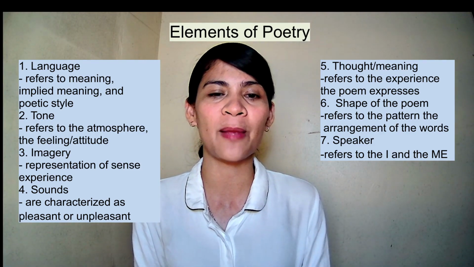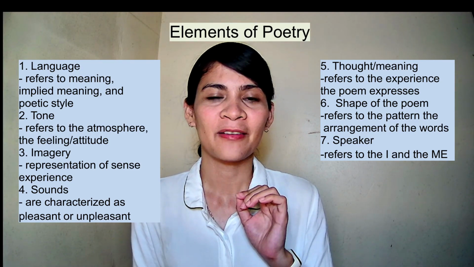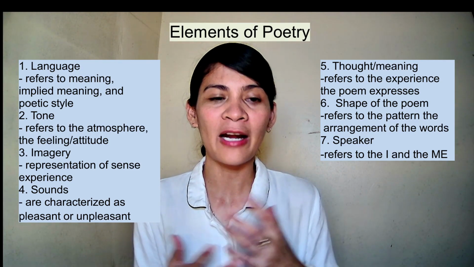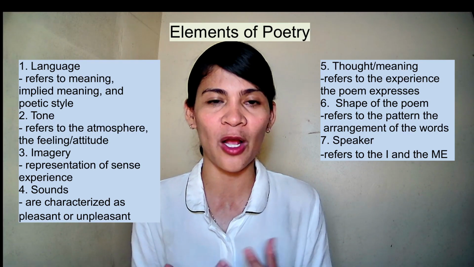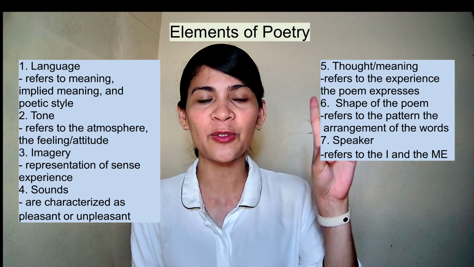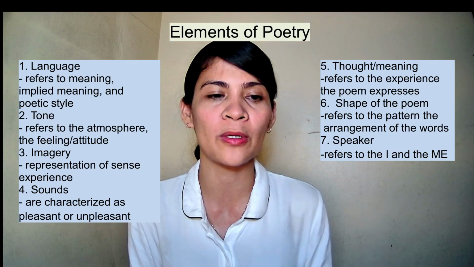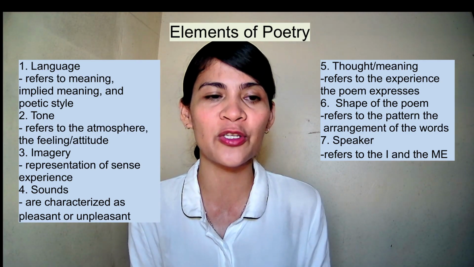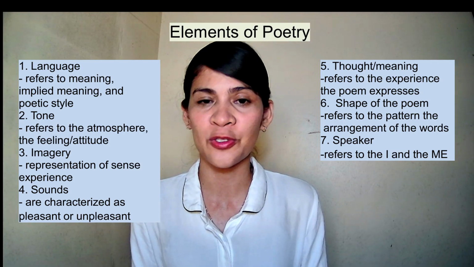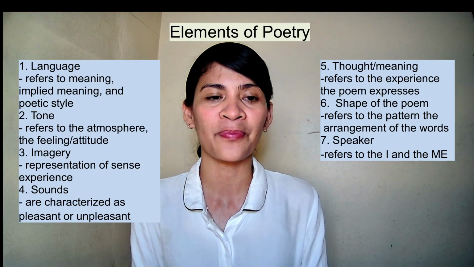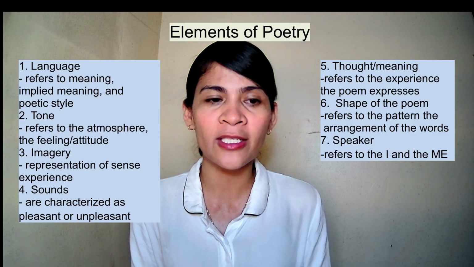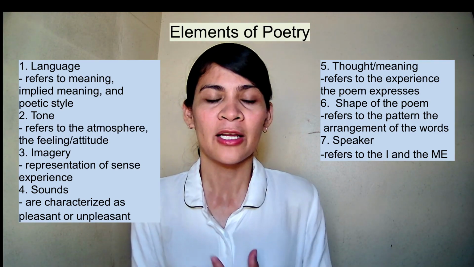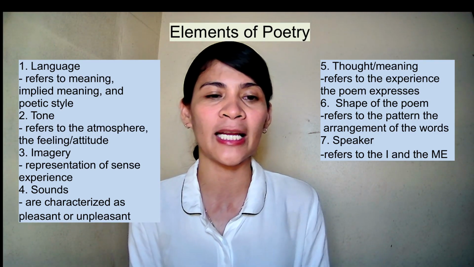And language may be poetic, right? So there are varied definitions when you talk about language. The number 2 element of poetry is tone. It refers to the atmosphere, the feeling, and the attitude of the story, of your own thoughts and your feelings.